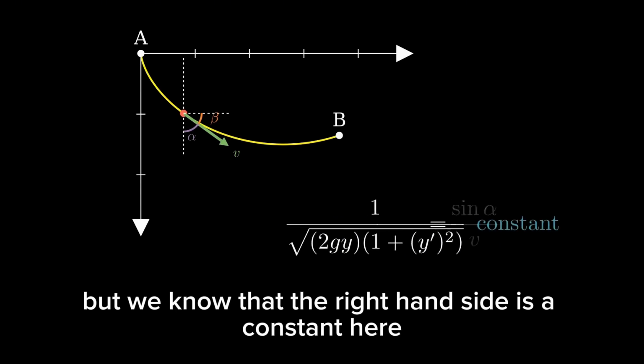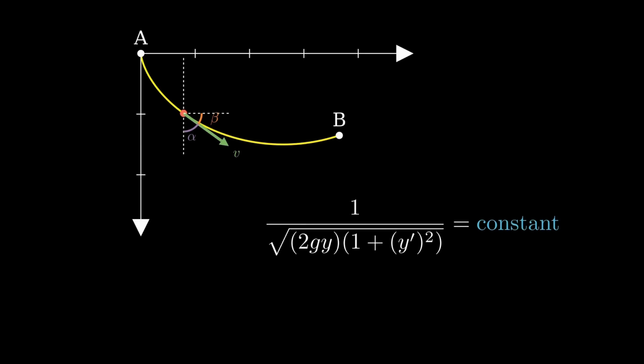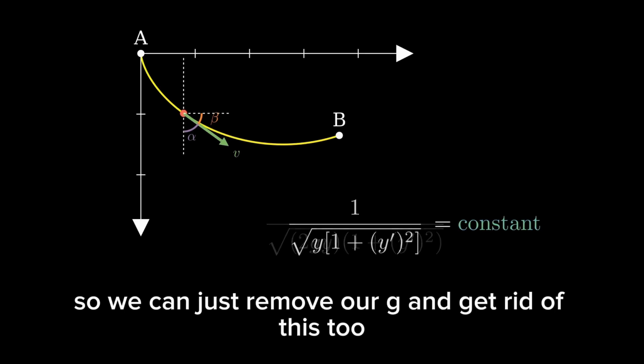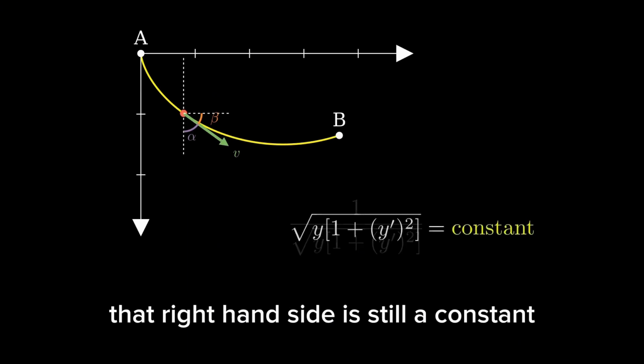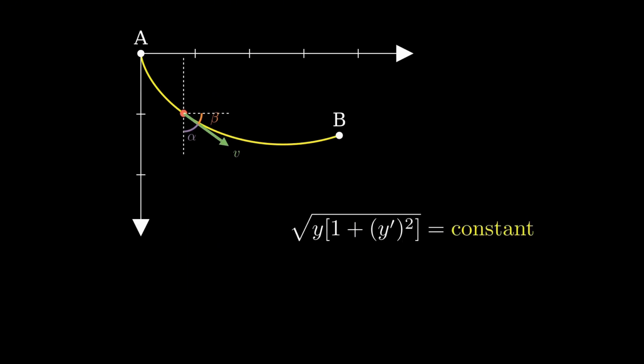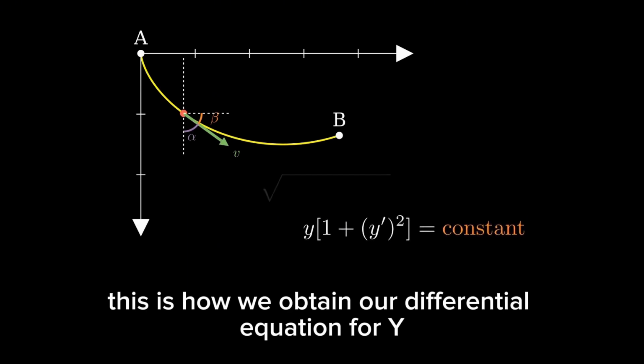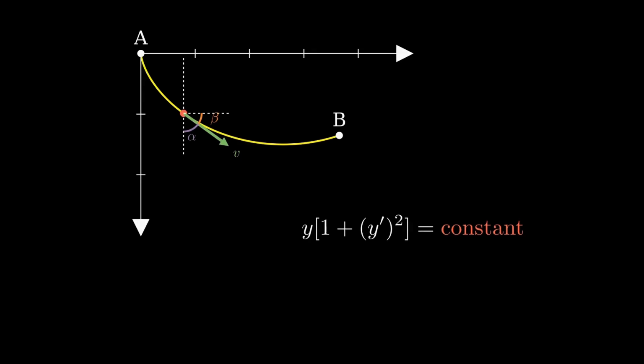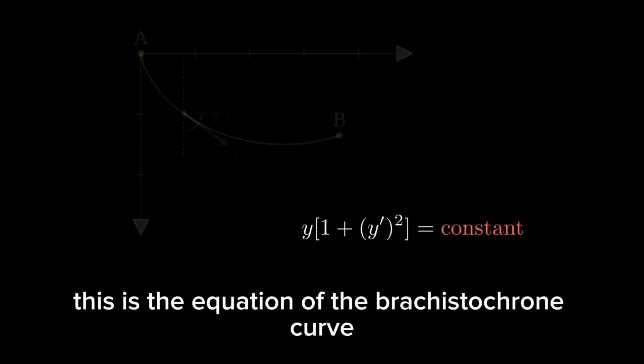But we know that the right-hand side is a constant here. So we can just remove our g and get rid of this 2, and no matter what we do to the left-hand side, that right-hand side is still a constant. In fact, this is how we obtain our differential equation for y. This is the equation of the Brachistochrone curve.